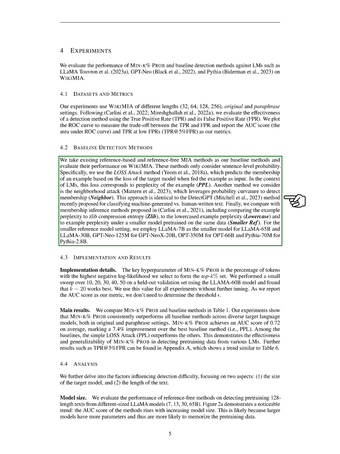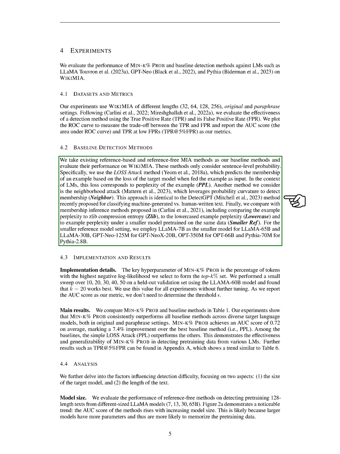We use existing reference-based and reference-free MIA methods as our baseline methods and evaluate their performance on WikiMIA. These methods only consider sentence-level probability. Specifically, we use the loss attack method, which predicts the membership of an example based on the loss of the target model when fed the example as input. In the context of LMs, this loss corresponds to the perplexity of the example. Another method we consider is the neighborhood attack, which uses probability curvature to detect membership. This approach is identical to the Detect-GPT method recently proposed for classifying machine-generated versus human-written text.